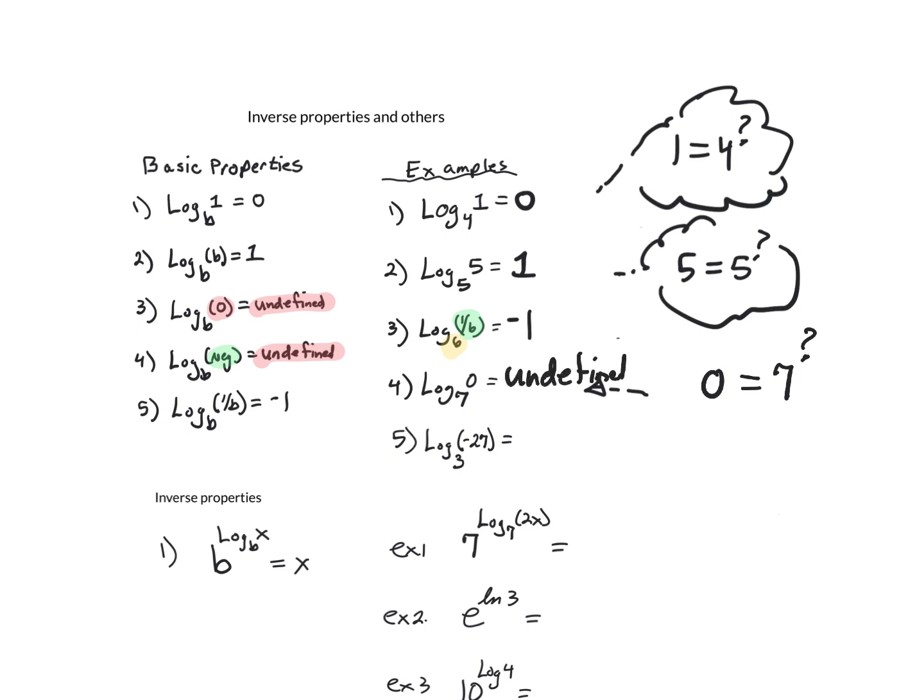So regardless of what the base is, log base 7 of 0 is undefined. For number 5, you read that as log base 3 of negative 27. Negative 27 can be written as 3 to the what power? Nothing, because 3 to the negative 3 makes it 1 over 3 cubed, which is 1 over 27. So that's not true. That's undefined. Those are ones that we should start to know and understand when we have undefined situations.